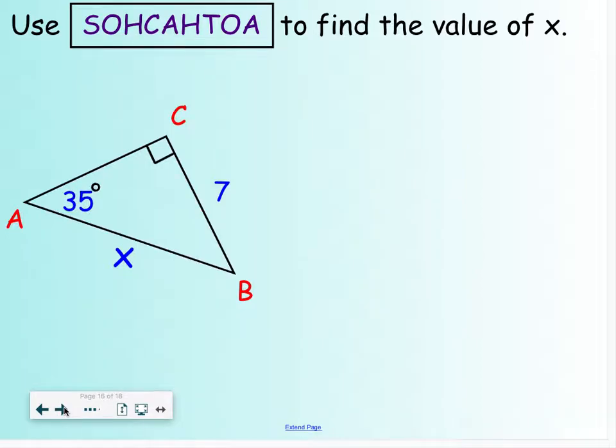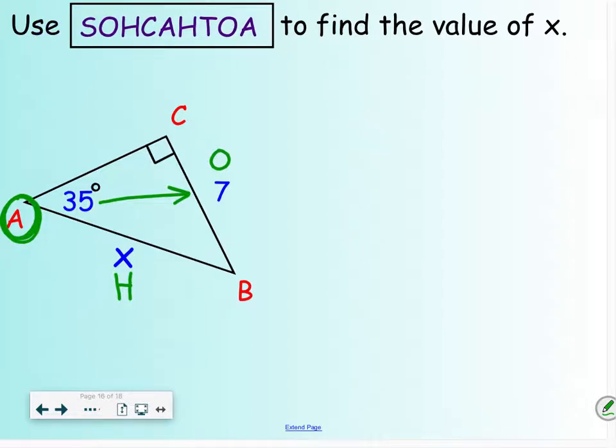All right, next one. The angle with the 35 degrees is A. So in reference to that, this triangle's a little bit turned. So the longest side is where the x is. That's the hypotenuse. And then the 7, is it opposite or adjacent to angle A? It's opposite. It's all the way across the triangle. It's not right next to the 35. So opposite and hypotenuse you find together right here for the sine.